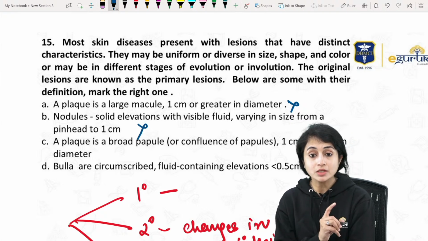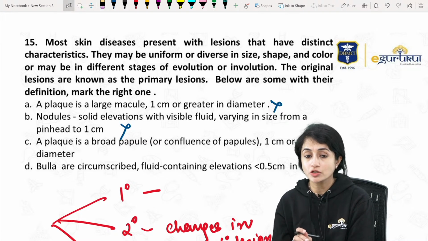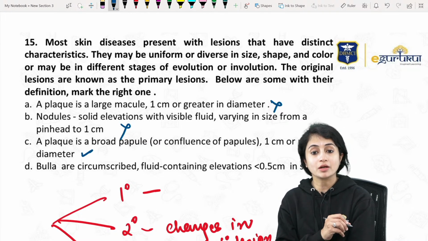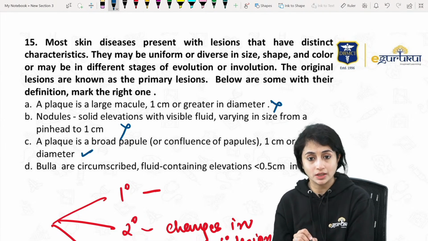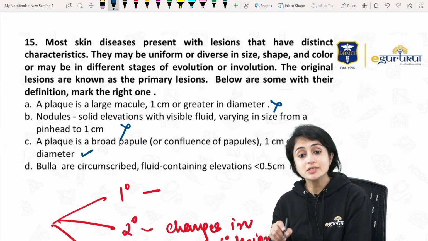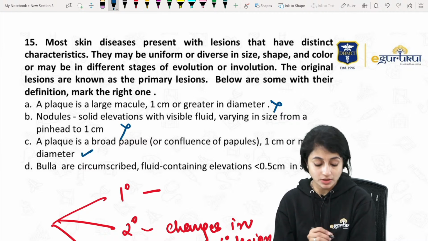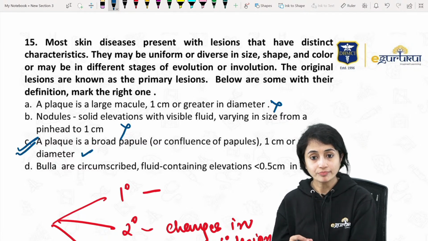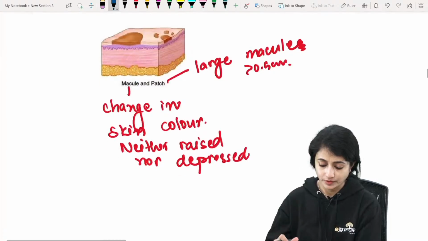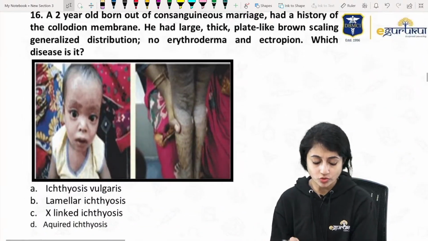A plaque is a broad papule or confluence of papules 1 centimeter and more in diameter. Yes, this is correct. Bullae are circumscribed fluid-containing elevations. Yes, but they are less than 0.5 centimeter in size? No, they are more than 0.5 centimeter in size. So my answer here would be C. Clear? Moving on to the next question.